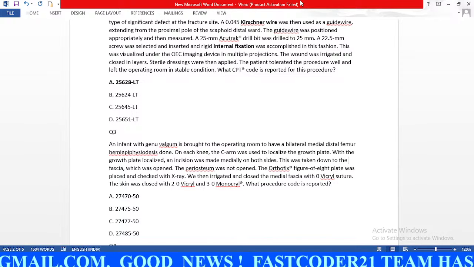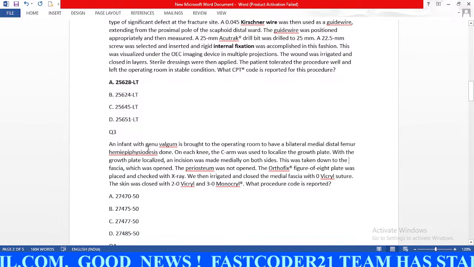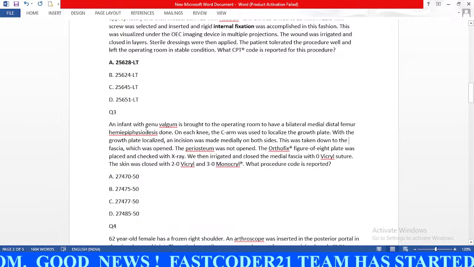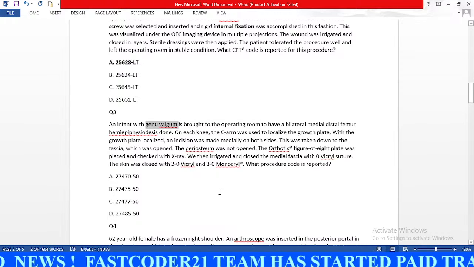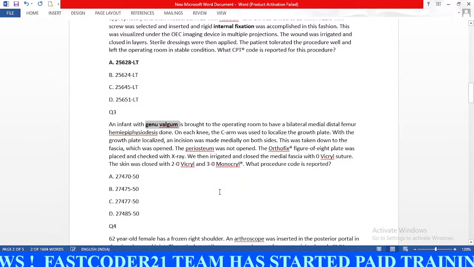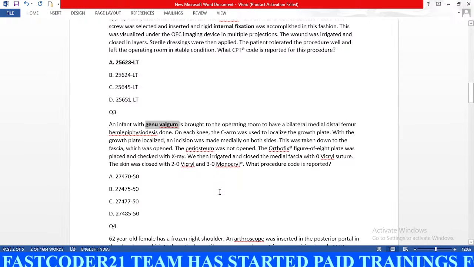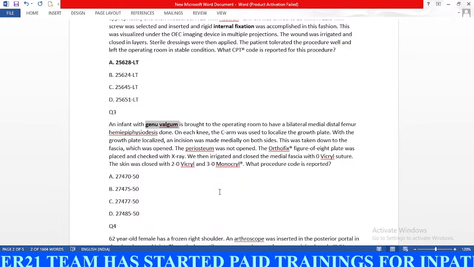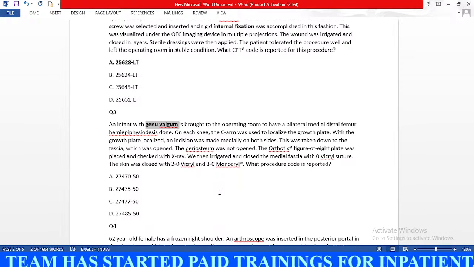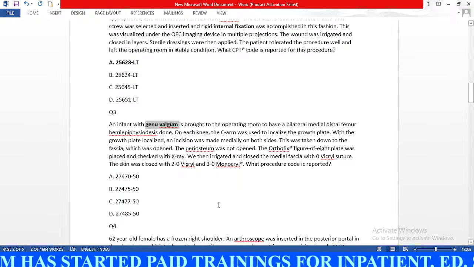So now time is over. So basically, the third question, an infant with genu valgum. So what is genu valgum here? So we need to make it a keyword. So genu valgum is the condition where the knees come together and the ankles go apart.